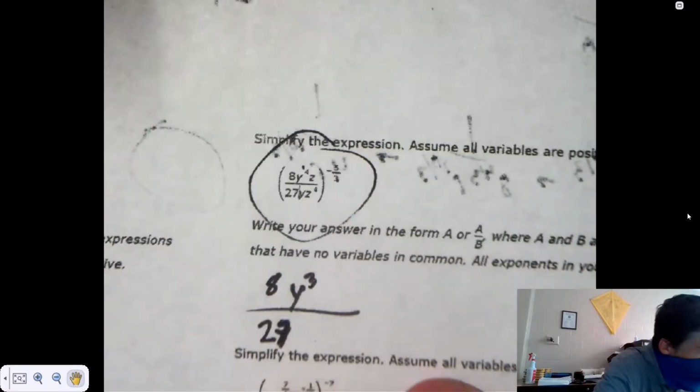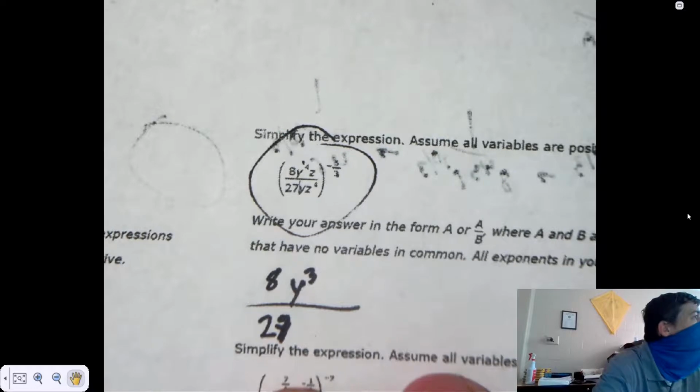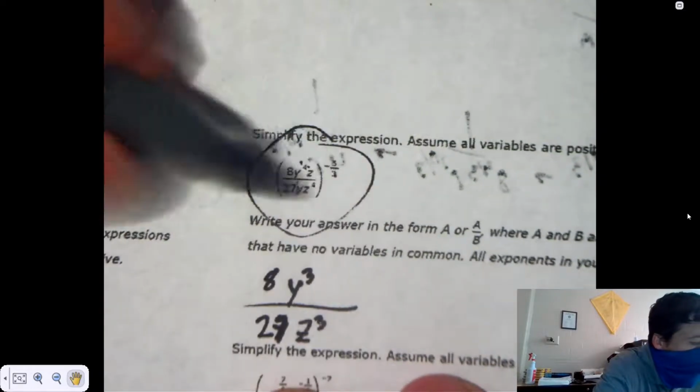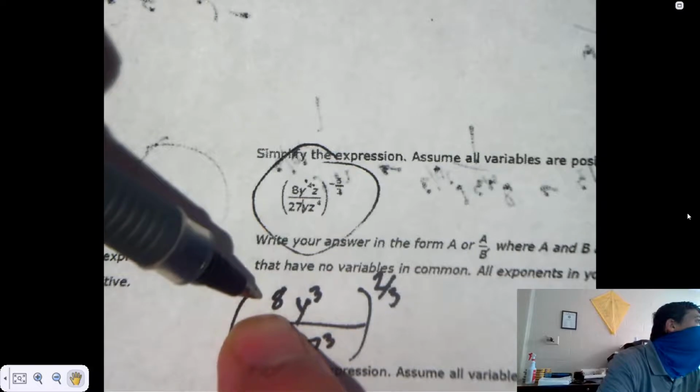I got a z sitting over z to the 4th. What's that reduced to? Z to the third, down low, because we took away 1 from 4. Raise it to the 2/3 power. Now, the 2/3 power says take what root? A third. And then once you found the third root, square it. I don't want to show every step on this problem. Cube root of 8, square it: 4.